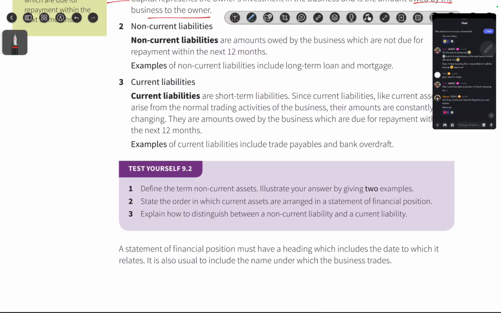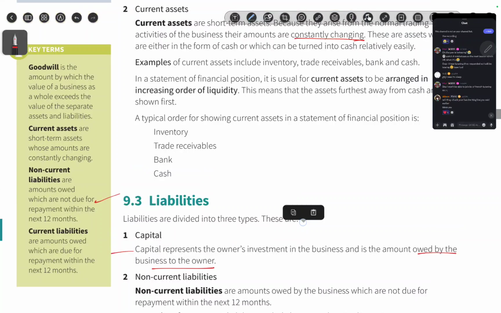State the order in which current assets are arranged in the statement of financial position. They are arranged in increasing order of liquidity, meaning that the most liquid will come last and the least liquid current asset will come first, which is inventory.